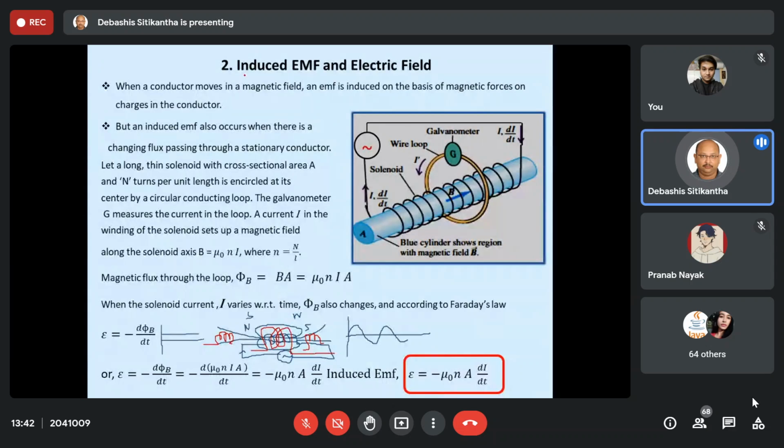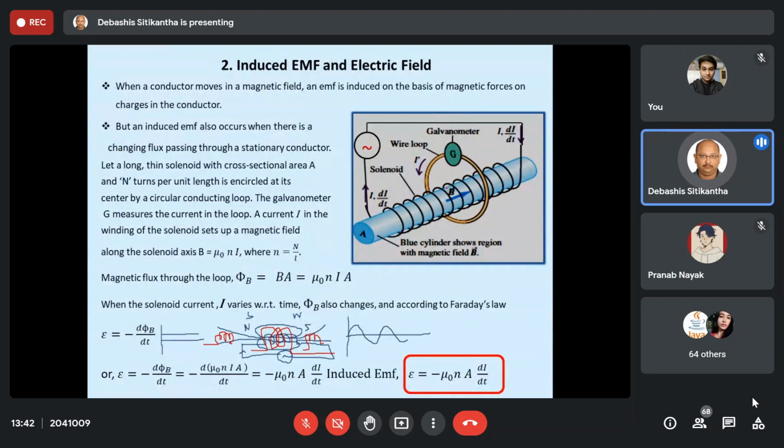So in this diagram, as you can see, this is actually nothing but a core, and over this core the black color coil is connected to an AC supply. In case of AC supply, your i is changing with respect to time, therefore it is written as di by dt.